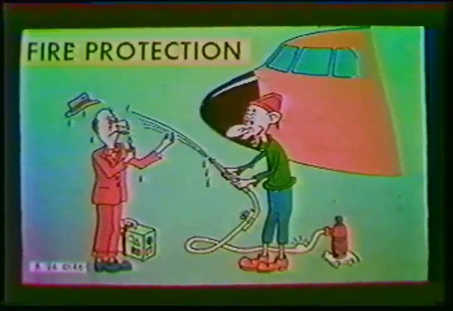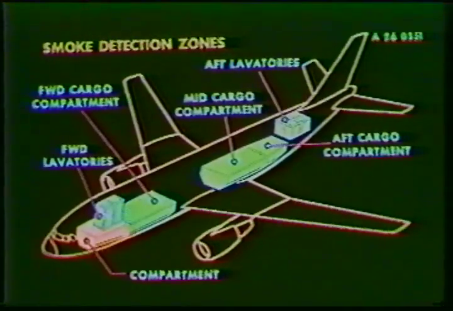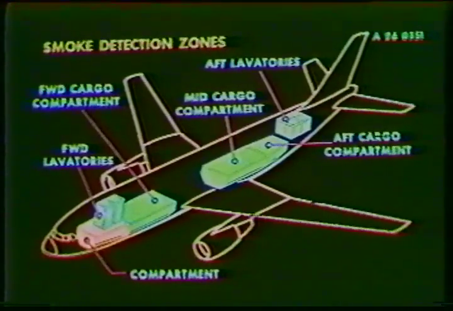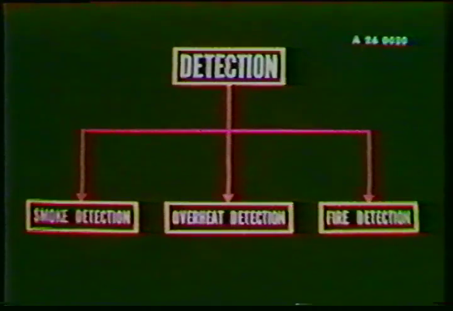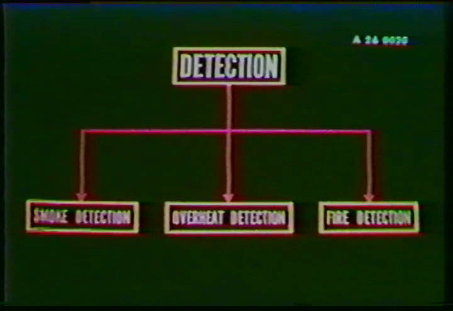This presentation covers the fire detection and protection system. This system is quite similar to other current jet aircraft. The three main phases of fire protection are detection, warning, and extinguishing. The detection includes smoke detection in the avionics compartment, in the cargo compartments, and in the laboratories. Detection also includes the fire detection loops near the engine and the APU.